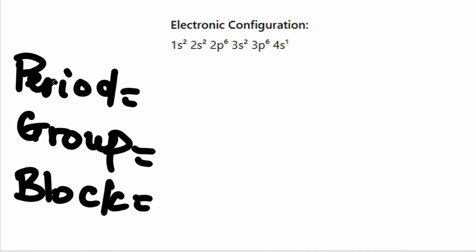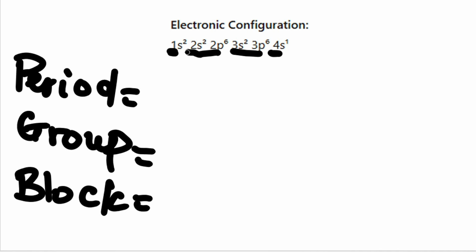For the period, we say that is the number of shells, right? When we're having the other atom, we're counting the number of shells. But over here, the shell numbers are there. Okay, so we have 1, 2, 3, and 4. So you count among the shell numbers, count the largest number among the shells.